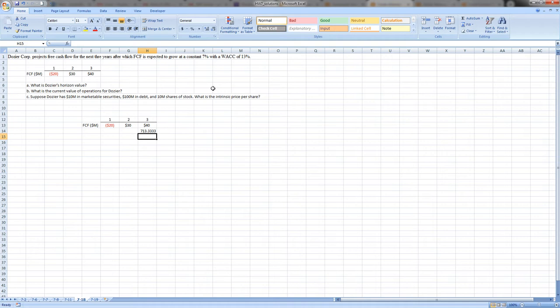So now what we want to do is sum all these cash flows, because what happens is in year 3 we're getting $40 plus the value beyond year 3 is 713, but we have to discount it back at year 3.